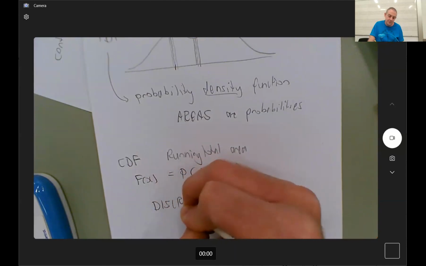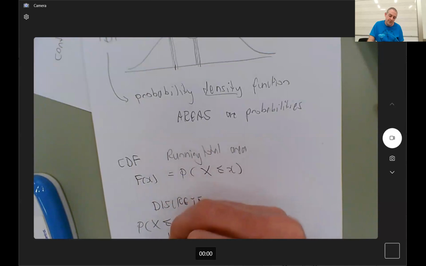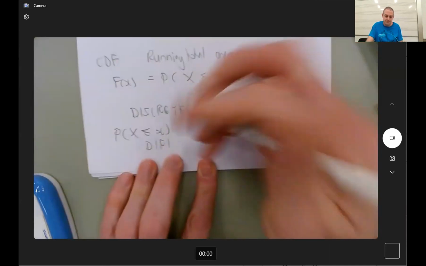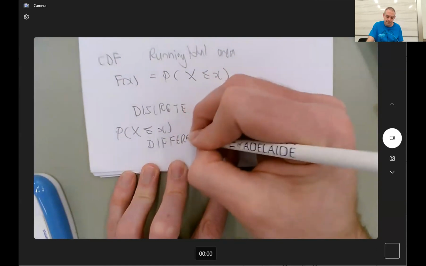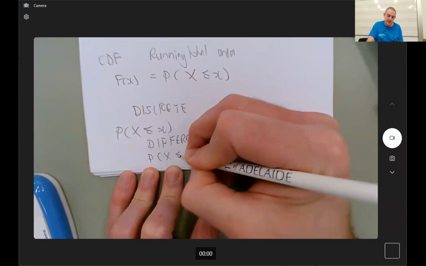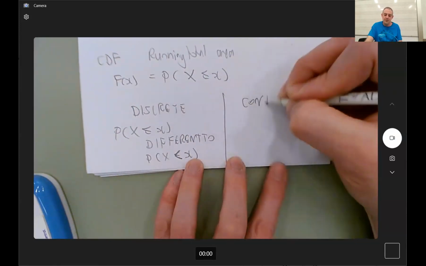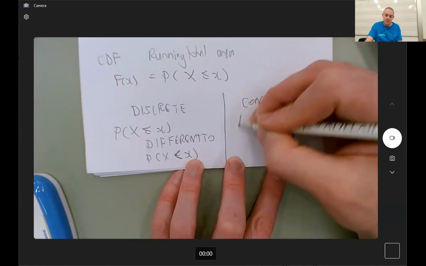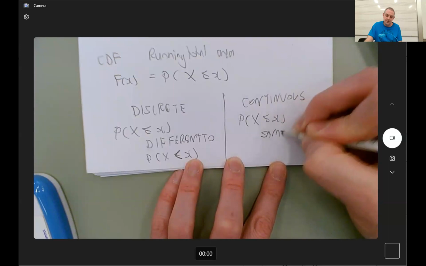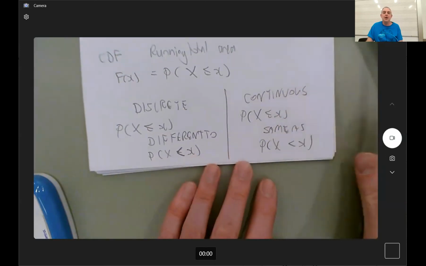Discrete: the probability that X is less than or equal to x is different to the probability that X is strictly less than x. They're different things. And for continuous, the probability that X is less than or equal to x is the same as the probability that X is less than x.